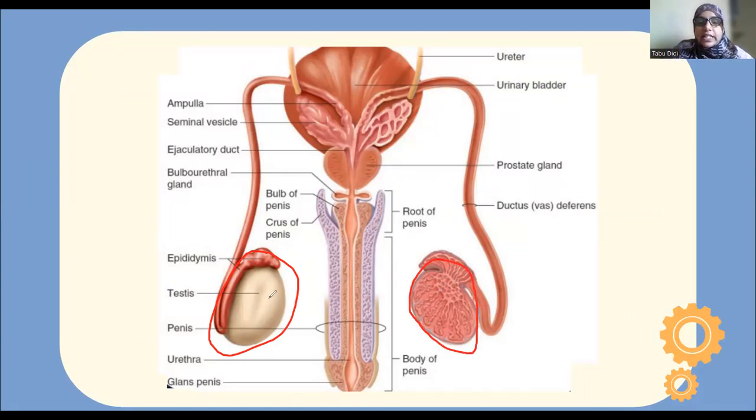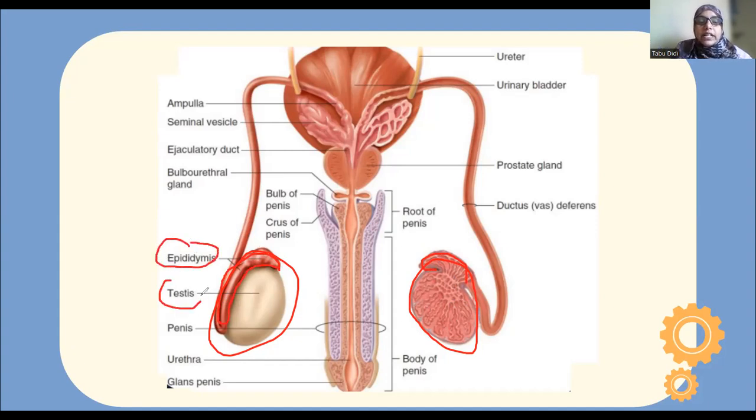So these are the testes. They are made up of these tubules. These are the ducts, basically, which will carry the sperms, where the sperms will be produced, matured, developed. Then they will be carried through this connection tube, which is present on the testes. It is known as the epididymis.